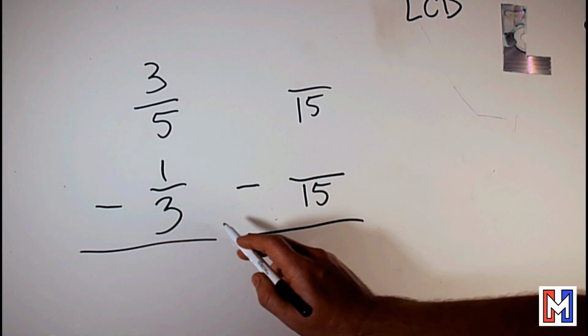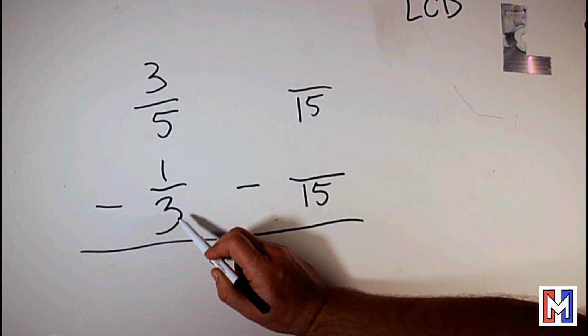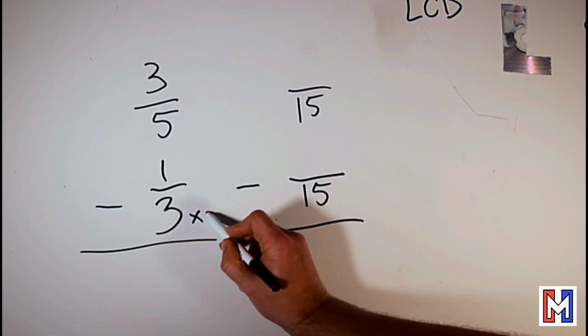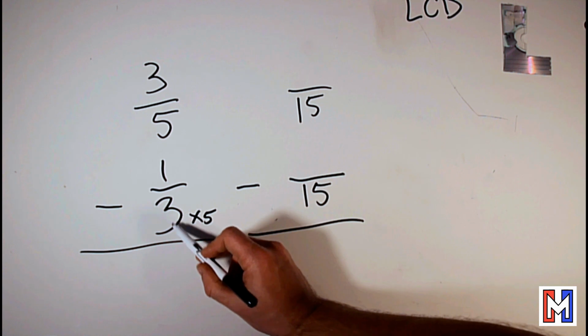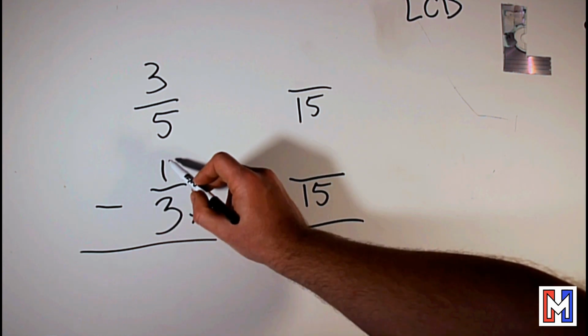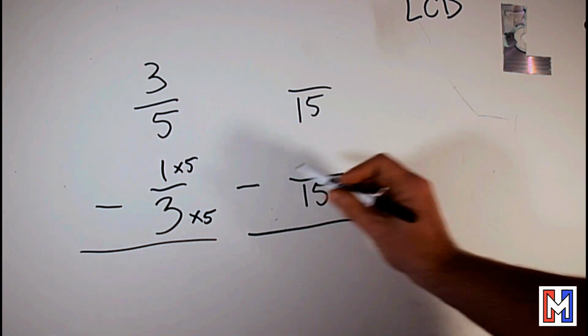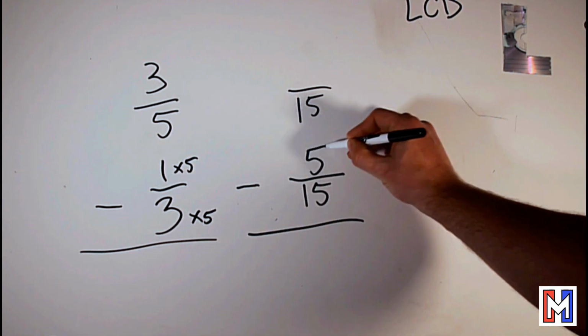Okay? So now I want to start with our denominator. So 3 times what is 15? Well, 3 times 5 is 15. So whatever I do to this denominator, I have to do to that numerator. So I'm going to multiply that numerator by 5. 1 times 5 is 5.